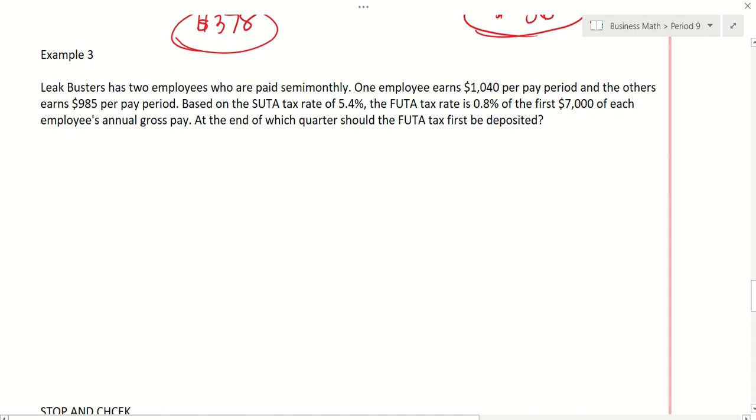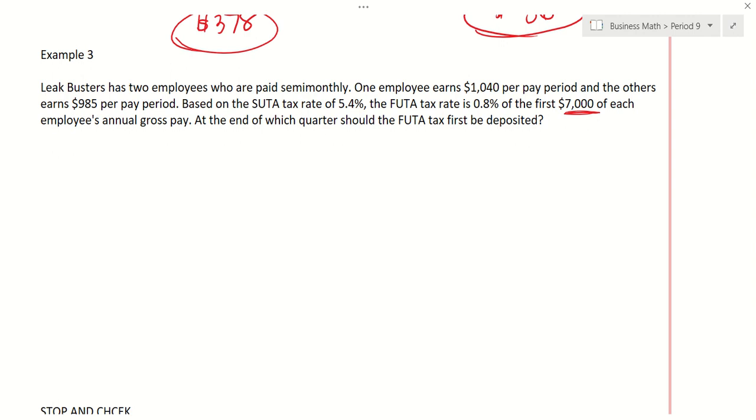Based on the SUTA tax rate of 5.4% and the FUTA tax rate of 0.8% of the first $7,000 of each employee's annual gross pay, at the end of which quarter should the FUTA tax first be deposited? So the question here is, when are you reaching the $7,000 mark? Because you have to pay on the first $7,000 of each employee's annual gross salary. So you have to figure out when these employees hit the 7,000 mark, and also what their taxes are going to be.